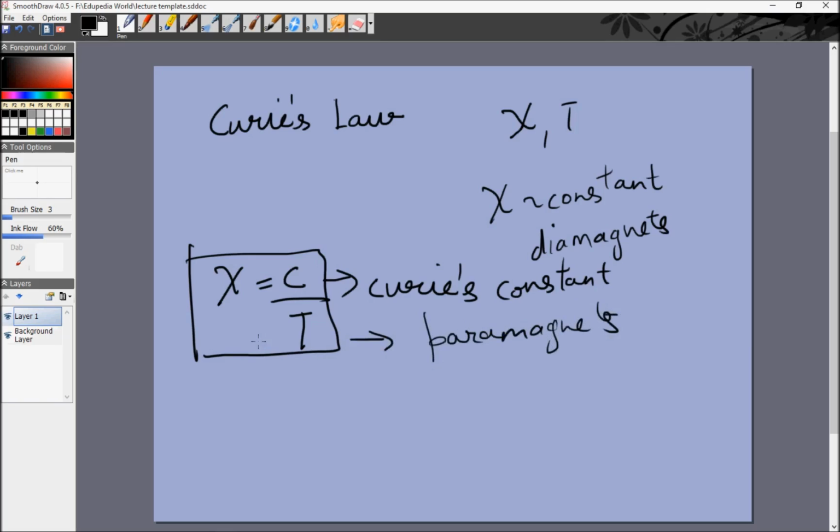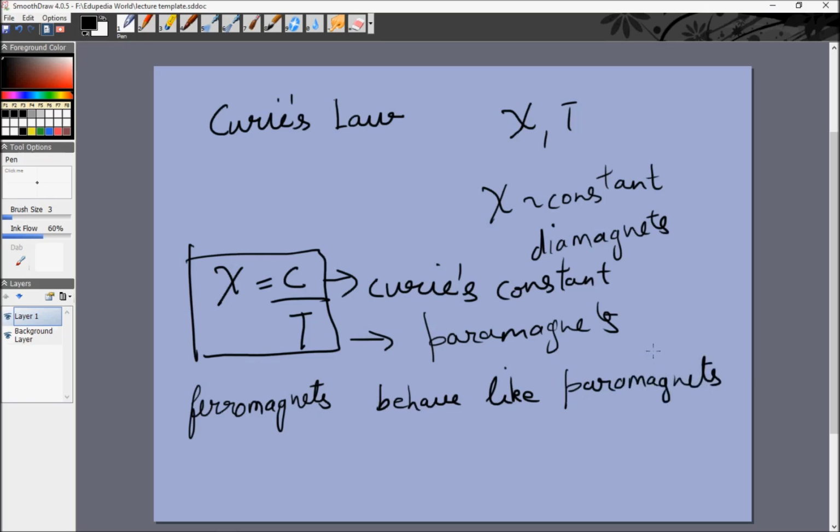But she also gave a law for ferromagnets, and what that said was that ferromagnets behave like paramagnets above a certain temperature. And that temperature is called Tc, the Curie temperature, or sometimes called the Curie point. It's different for every material, but for every magnetic material there will be a Curie temperature.